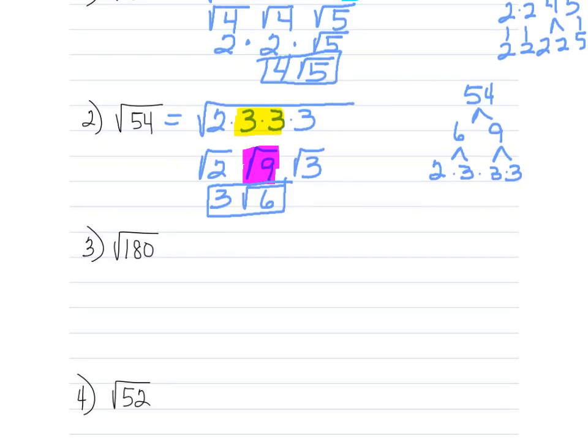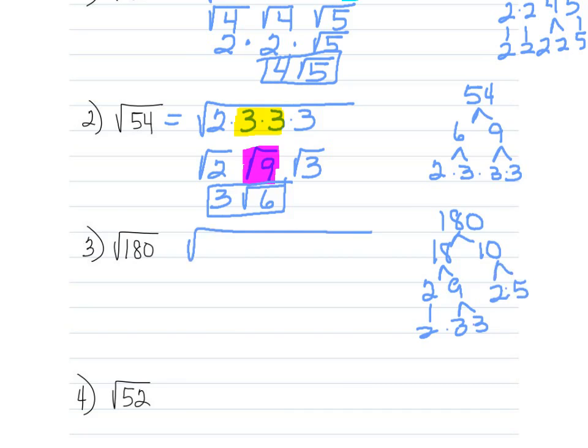Okay, radical 180. Let's try this one. Let's break that down. I'll do 18 times 10. I'll do 2 times 9. That means 9 is 3 times 3. And 10 is 2 times 5. So we want to write those in order under our radical symbol. So it's 2 times 2 times 3 times 3 times 5.